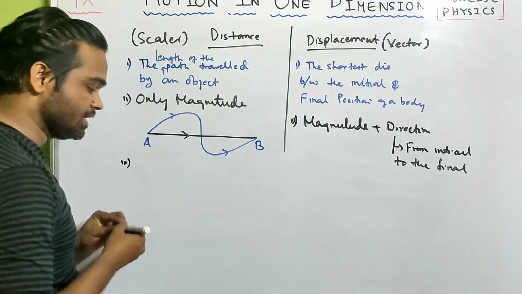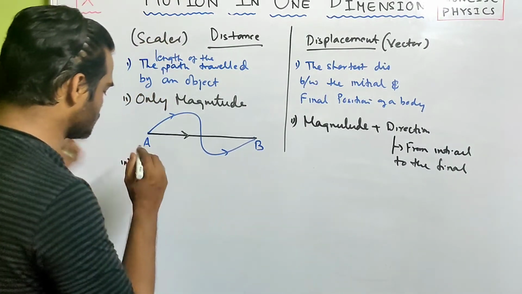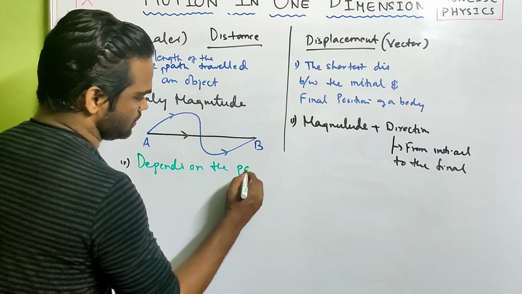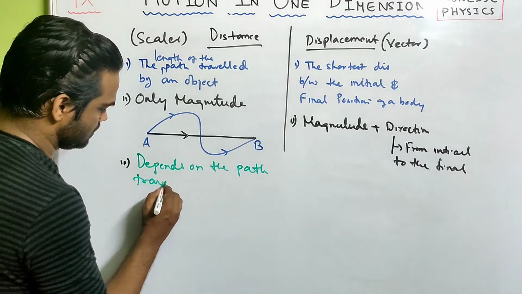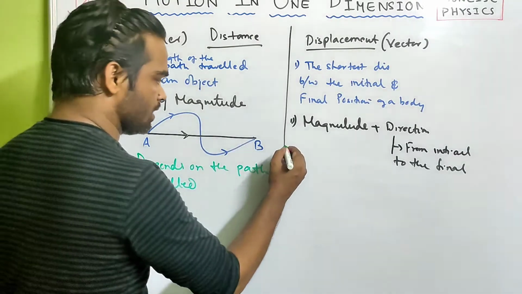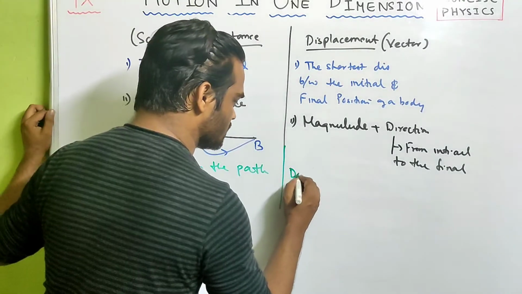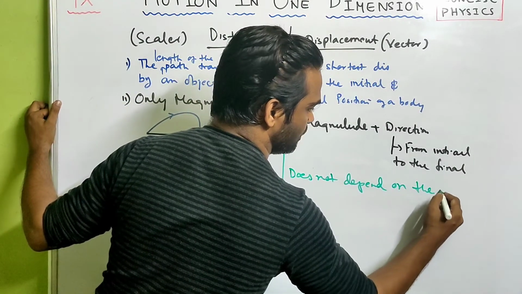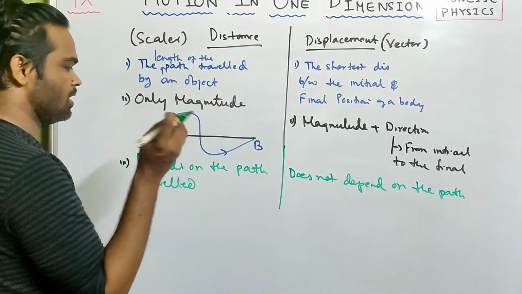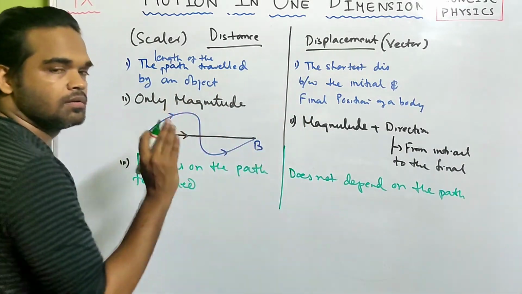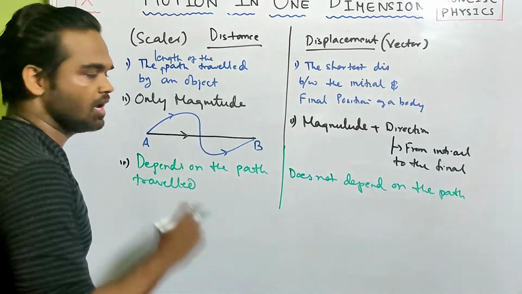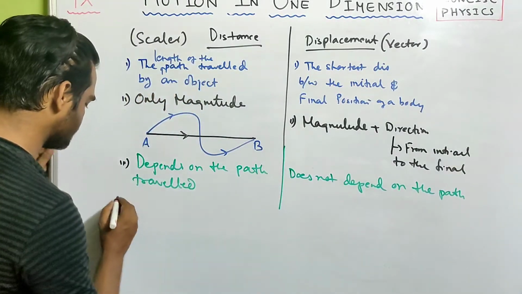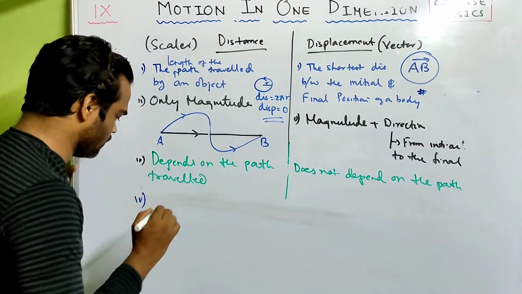If you look carefully, distance depends on the path traveled by the body. But when you talk about displacement, it does not depend on the path traveled by the body, because it's always from the initial to the final. That shortest distance is your displacement. How you're moving doesn't matter. Next, just look over here.